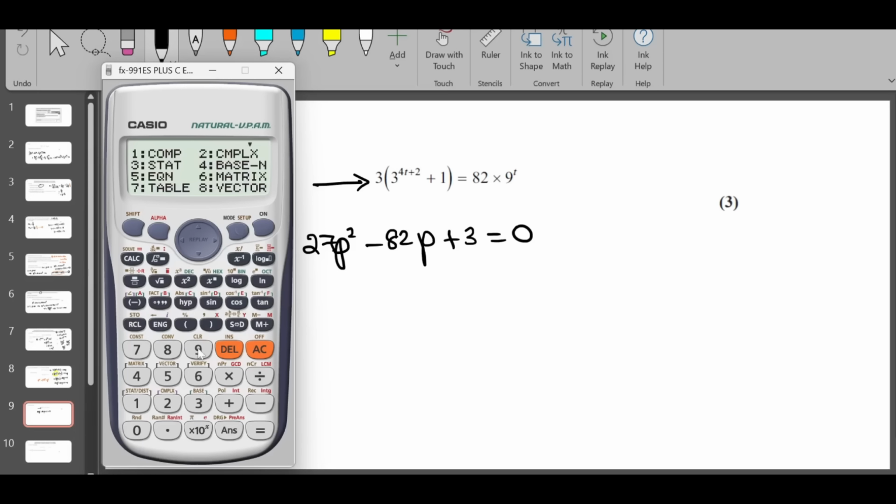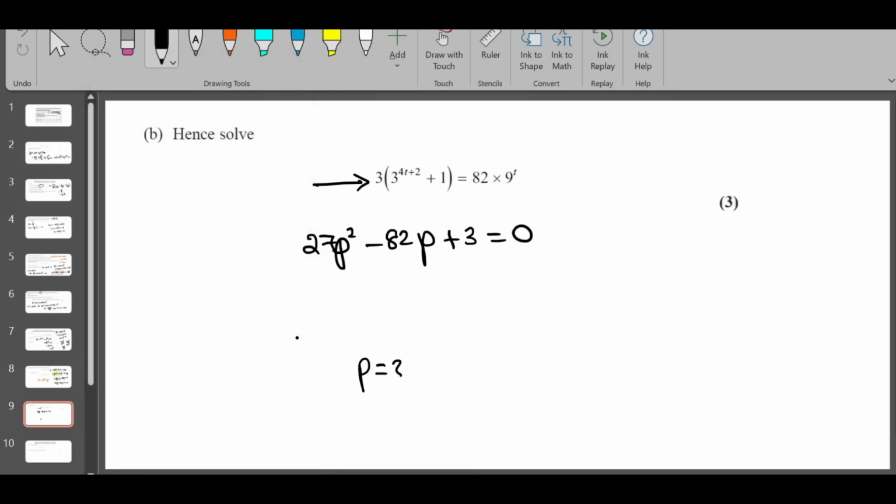So I'm going to use my calculator to solve it. To get the answer first, 27, negative 82, 3. P is 3, P is 1 over 27. Just write two factors here. P minus 3 times 27p minus 1, otherwise you will lose marks.